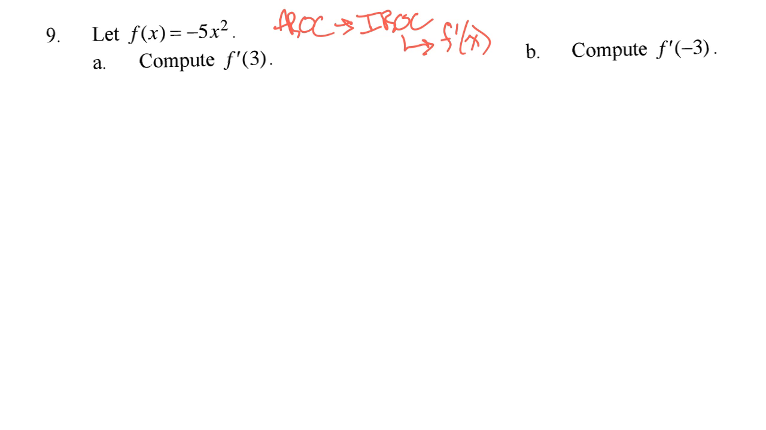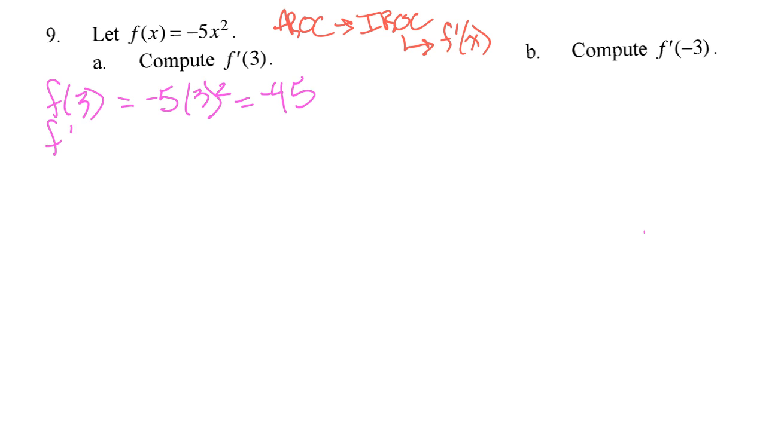Also known as your first derivative. When you go to calculus, you're going to find also the second derivative, so we would call that f double prime of x. Anyway, getting back to our task at hand, we need to find our AROC first. So coming up with AROC, we will find f of 3. So negative 5 times 3 squared. So 3 squared is 9. Negative 5 times 9 is negative 45.